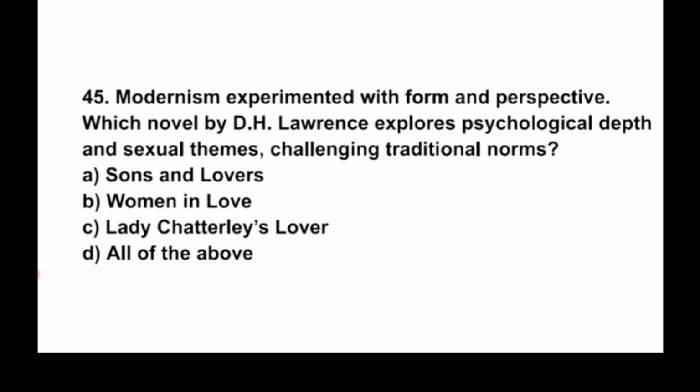Modernism experimented with form and perspective. Which novel by D.H. Lawrence? Modernism experimented with form and perspective, meaning form and our perspective, our way of thinking. Which novel by D.H. Lawrence explores psychological depth and sexual themes? Sons and Lovers. All of the above, challenging traditional norms. Meaning all of these challenge our traditional norms. Option D is the correct answer.